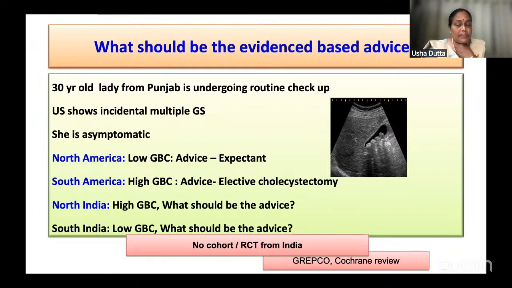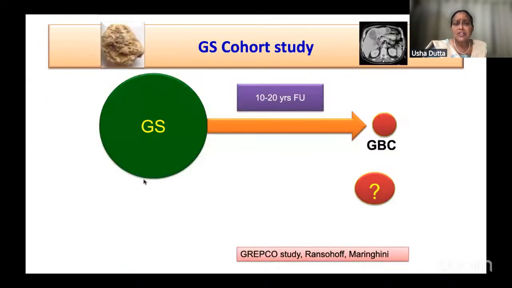We in fact wanted to do an RCT, but due to ethical reasons we preferred to take on a cohort study. If you see, out of all patients with gallstones, only a very small proportion will develop gallbladder cancer over a 10, 20 or 30-year period. But we really don't know who's going to develop it. So that was the question.